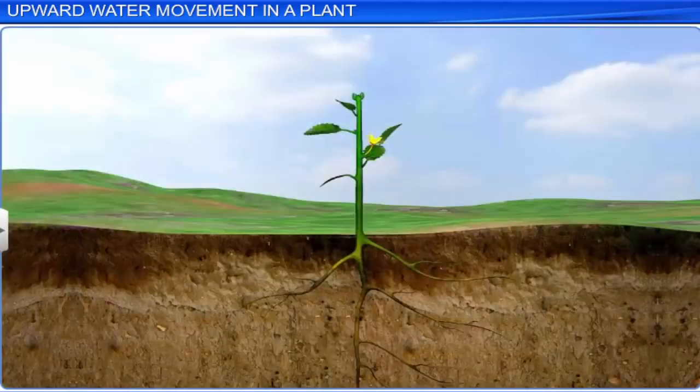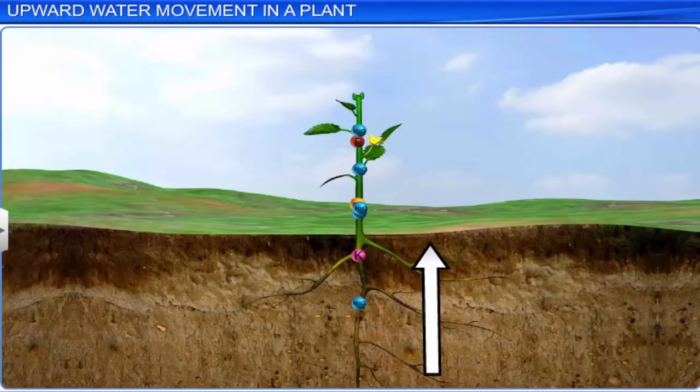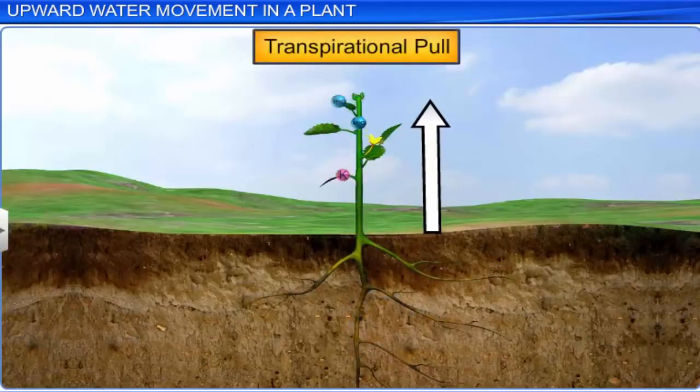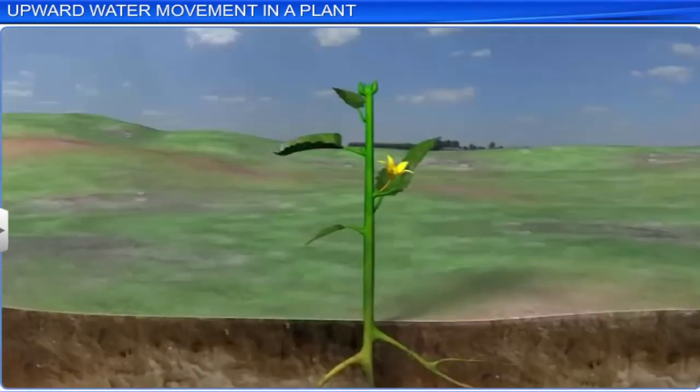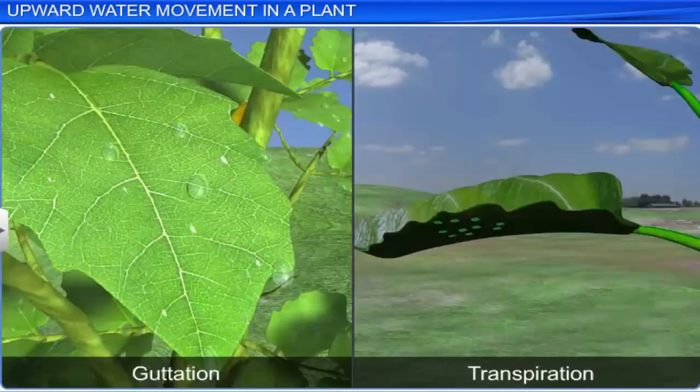However, root pressure itself does not account for the majority of water transport because it can provide only a modest push. Most water movement in tall trees takes place due to transpirational pull. The driving force behind this transpirational pull is transpiration from the leaves. Transpiration is the process of water loss through stomata in the leaves. Unlike guttation, where water is lost in liquid form, water is lost as vapor during transpiration.